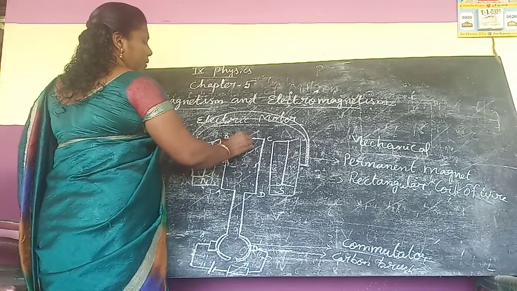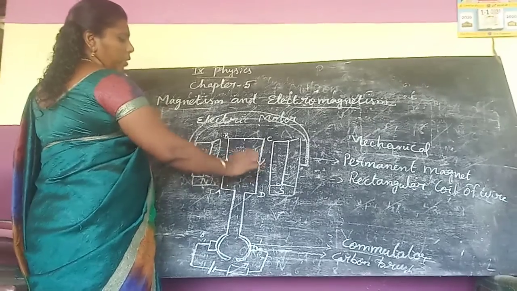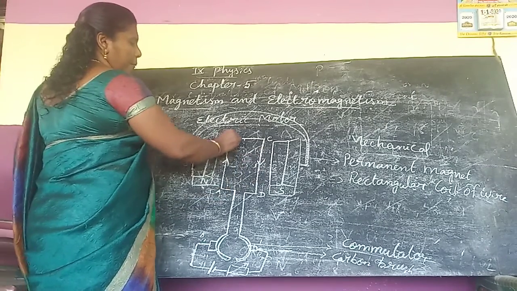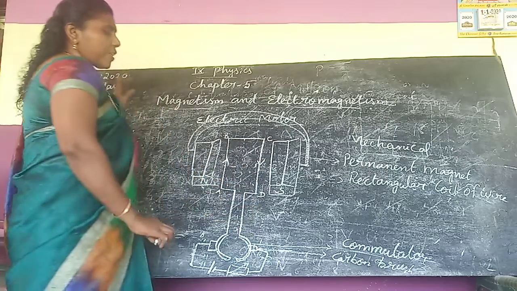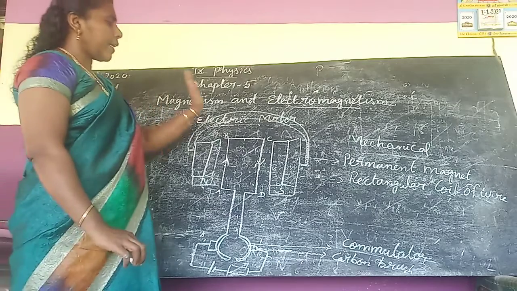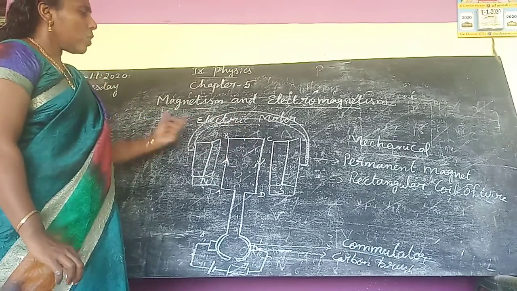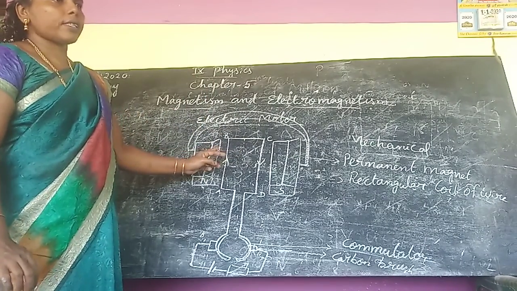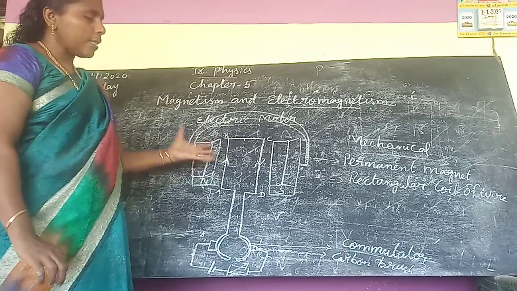Next, the current passes through C and D. See, the two directions are just opposite. Now the current passes through AB and CD, and then first it will rotate in the clockwise direction. After that it will change to the anti-clockwise direction. So first which direction? Clockwise. And next it will change to anti-clockwise.